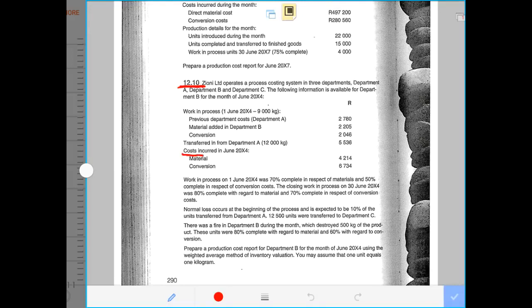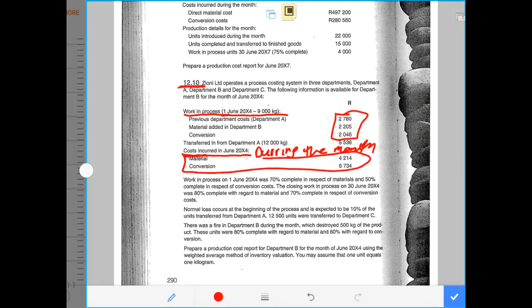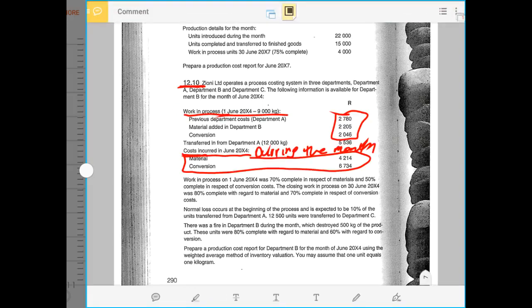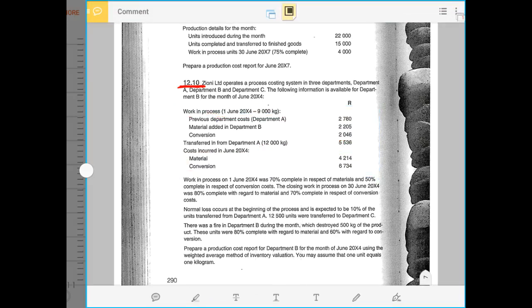We have the costs that were incurred in June 2004. So now these were the costs that were incurred during the month of June. If you take note, the opening balances are given to us in terms of rands. These are the opening balances, and these are the costs incurred during the month. We have material and conversion cost that is incurred in the month of June 2004.